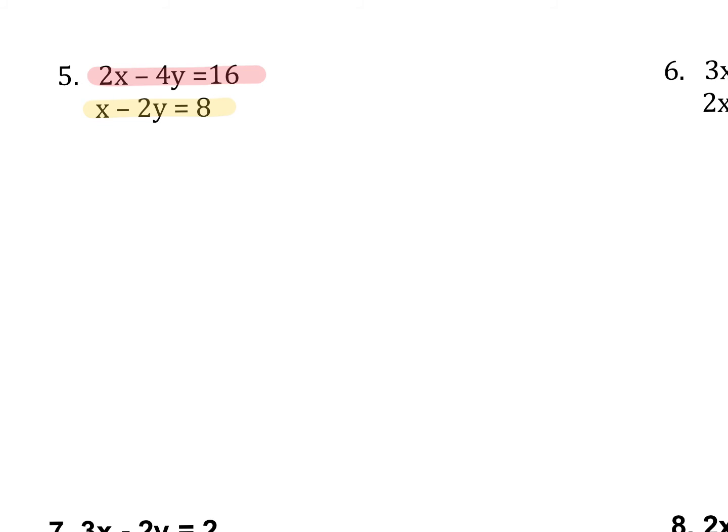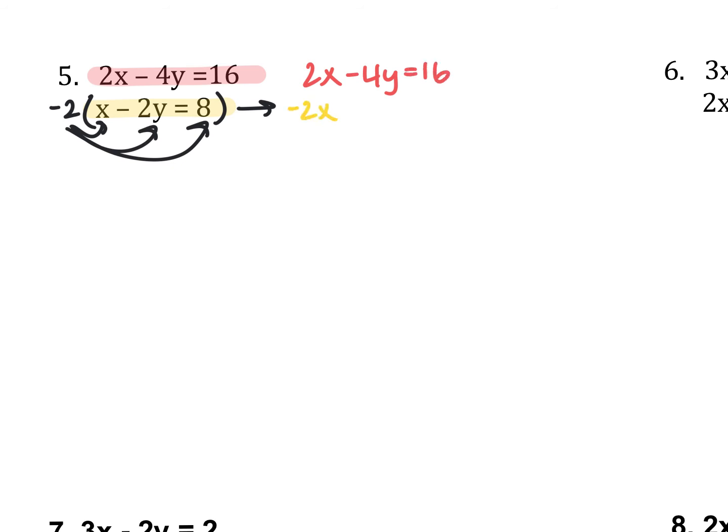So think of if I have a positive 2x, what is going to cancel with it down here? That's right, a negative 2x. So we have to multiply this whole entire equation by negative 2. But then don't forget, we have to distribute that negative 2 to each of those pieces. So my first equation stays the same. Second equation, I now got a negative 2x plus 4y equals a negative 16.